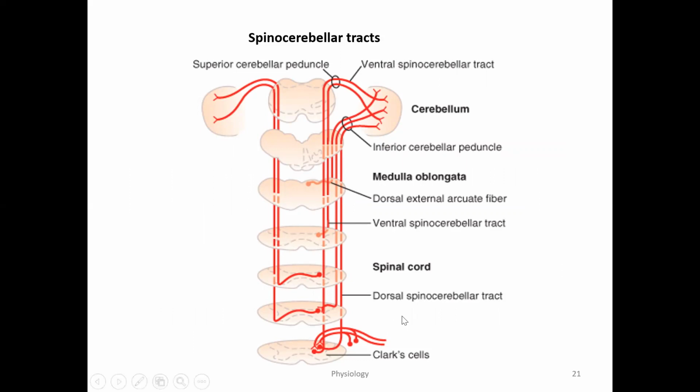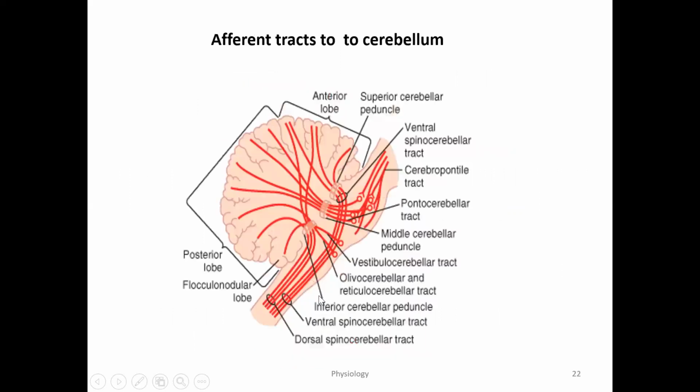You can see that these are the dorsal spinocerebellar tract. These are the ventral, arising from the ventral group of nuclei. Sorry, ventral and anterior horn cells. One efference copy toward the cerebellum. So these are all afferent tracts, starting from the spinal cord.